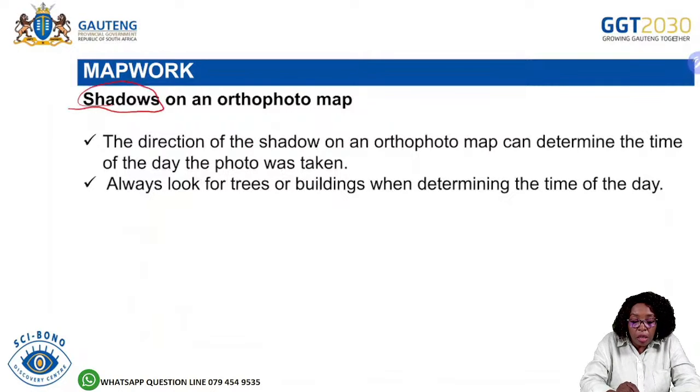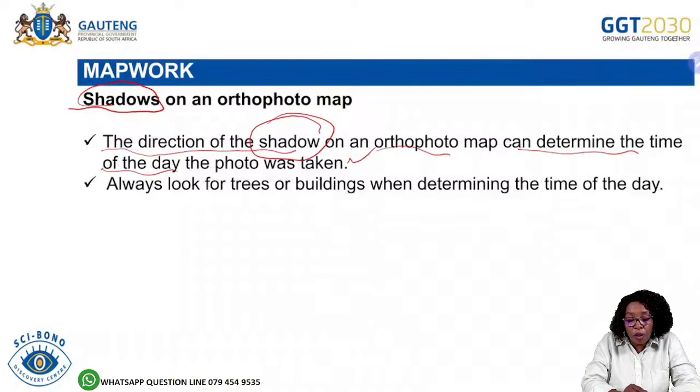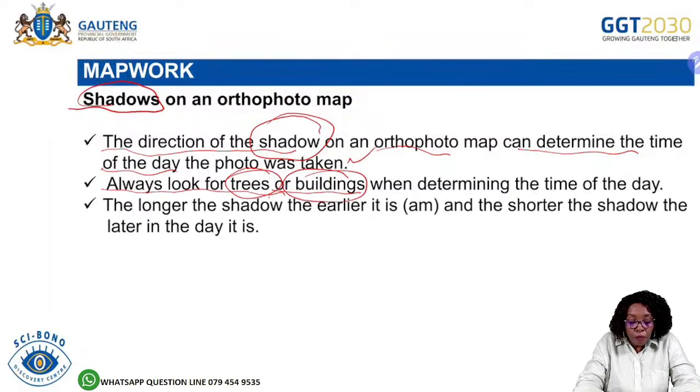All right, we are going to look at some of the characteristics of the orthophoto map. Shadows. We've got shadows on an orthophoto map. Then these shadows that we can find on an orthophoto map, it's very important that you take note of the importance of this. The direction of the shadow on the orthophoto map can determine the time of the day the photo was taken. So the cast of the shadow there, it can tell you at what time was the photo taken. And then always look for trees or buildings when determining the time. So whenever you come across a question where they're asking you to determine the time, you must look at these objects on the photo that will be able to help you determine the time the photo was taken.